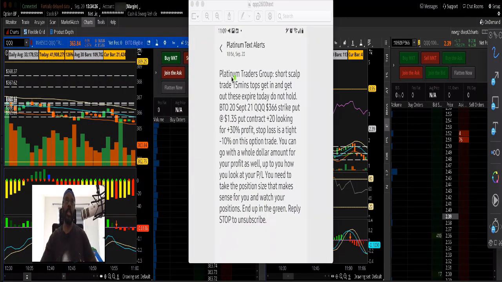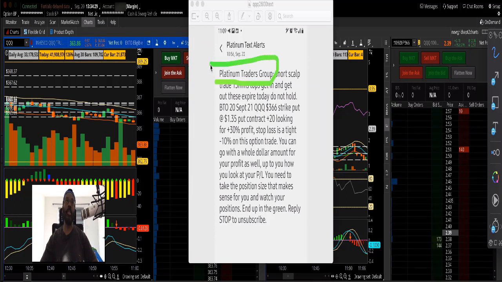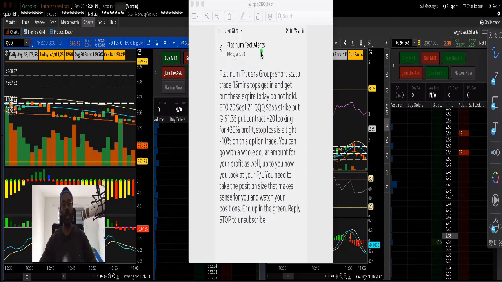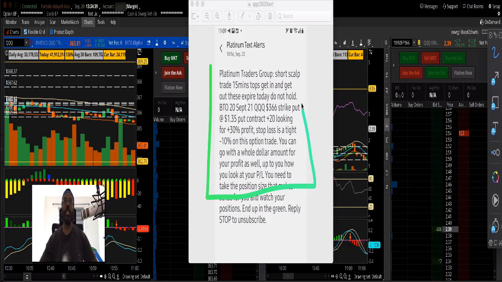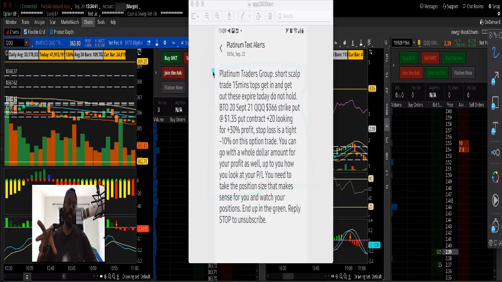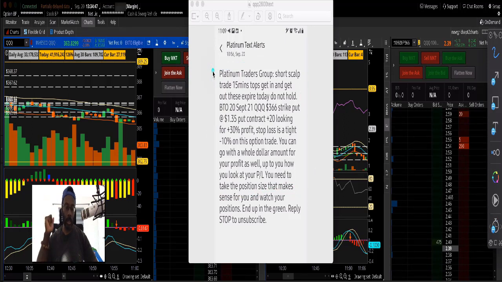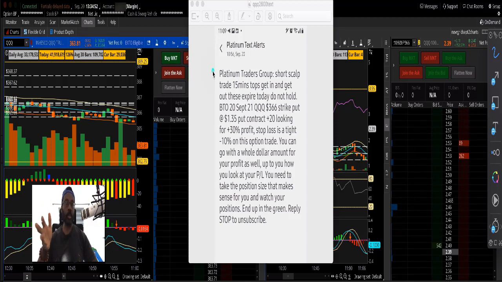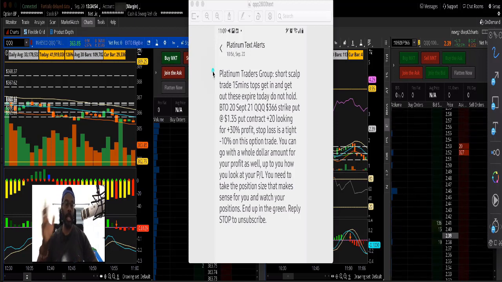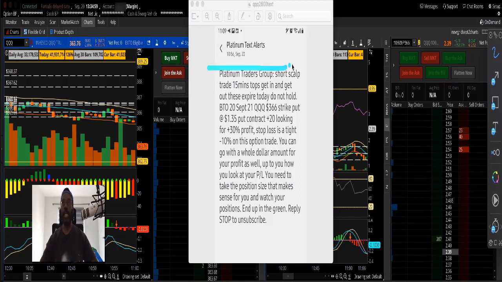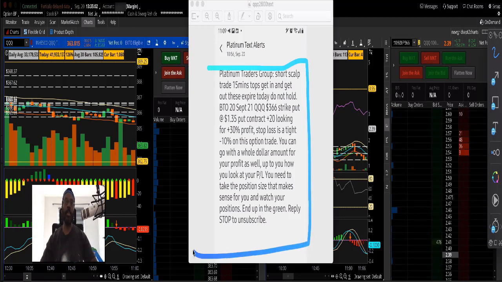So I have a group, and they're called the Platinum Traders Beta Testers Group. And I sent out my real-time text alert at 10:56 a.m. So they got this trade. And you'll see here, I give them the exact position, the exact time. I give them the exact entry point and exit point, and the exact profit and loss entry points and parameters so they can get in and they can get out. So you can take a look at this right here. This is a lot of information, a lot of detail.